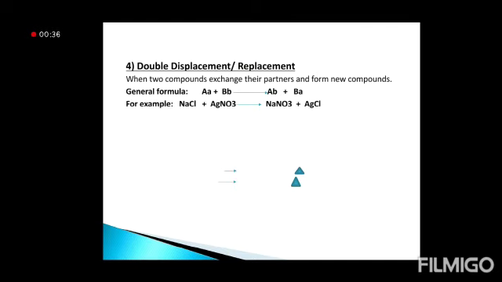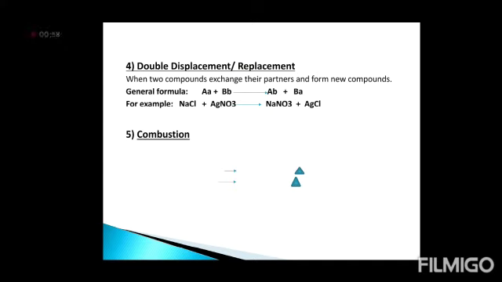Example, sodium chloride reacting with silver nitrate to produce sodium nitrate and silver chloride. As two of the substances are exchanging their partners, that is why the reactions are double displacement or double replacement reactions.